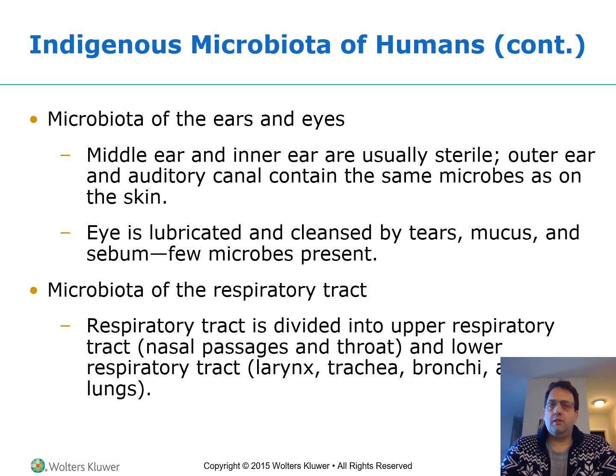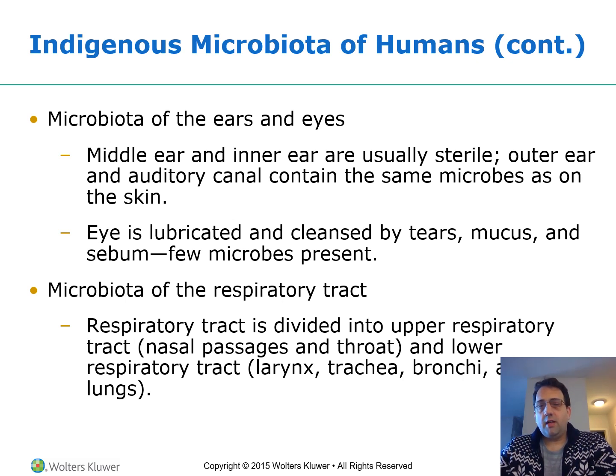Now, in the eyes and in the ears, you're talking about the outer parts. The outer ear is the only place where you should find microbes. The middle ear and inner ear should be relatively sterile. The inner ear should be completely sterile. They would be the same microbes you'd find on your skin. The eye is lubricated by tears and mucus and sebum, which washes away most of the microbes, plus the chemicals in tears will actually lyse and destroy most microbes. So there shouldn't be many there.